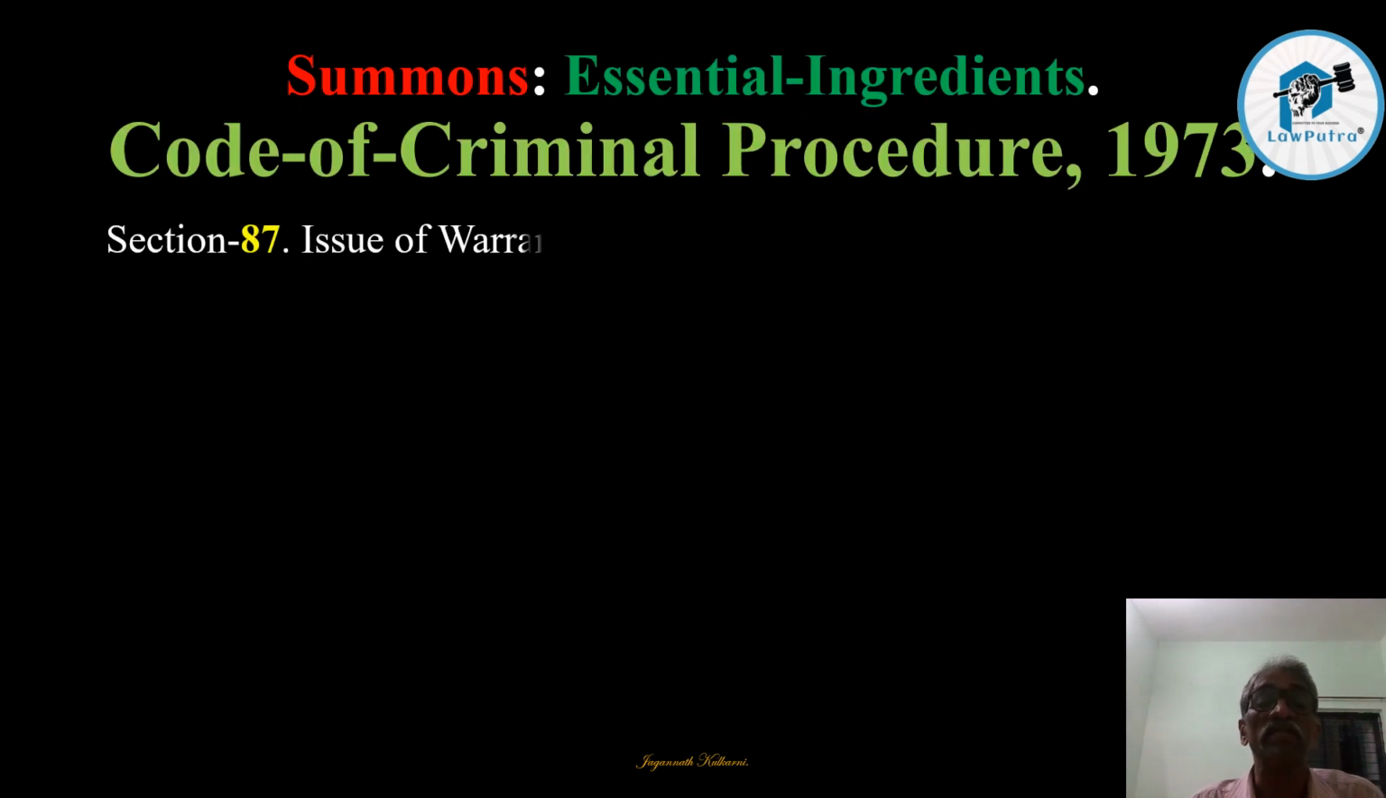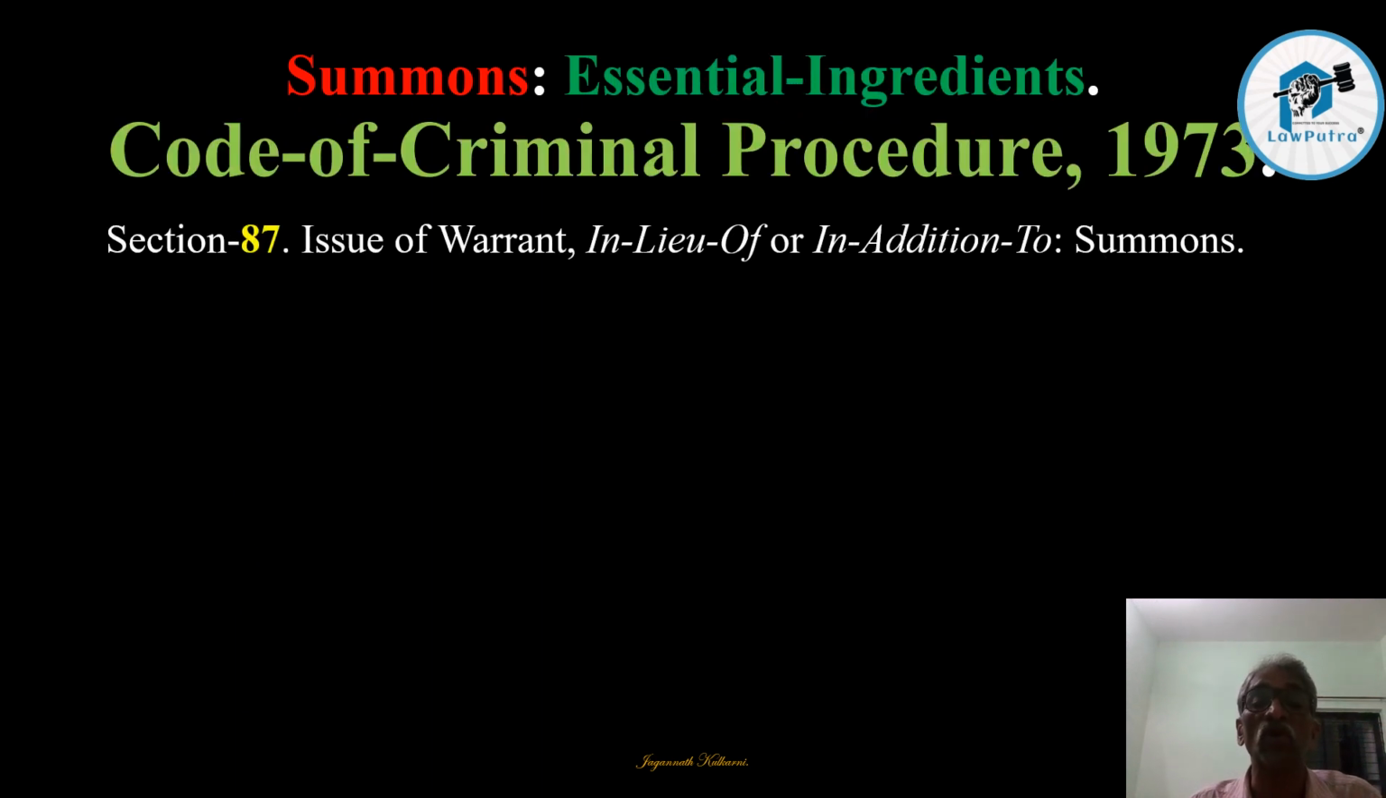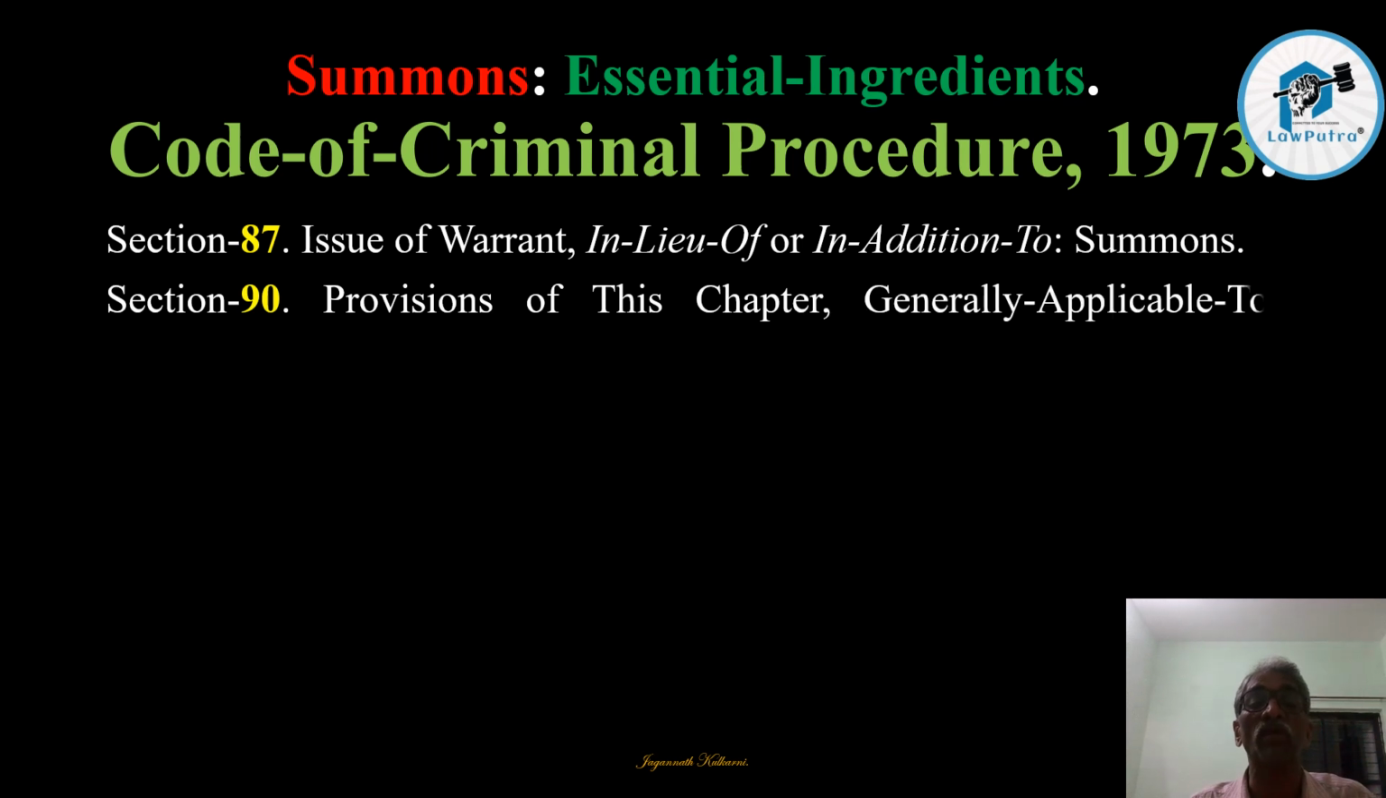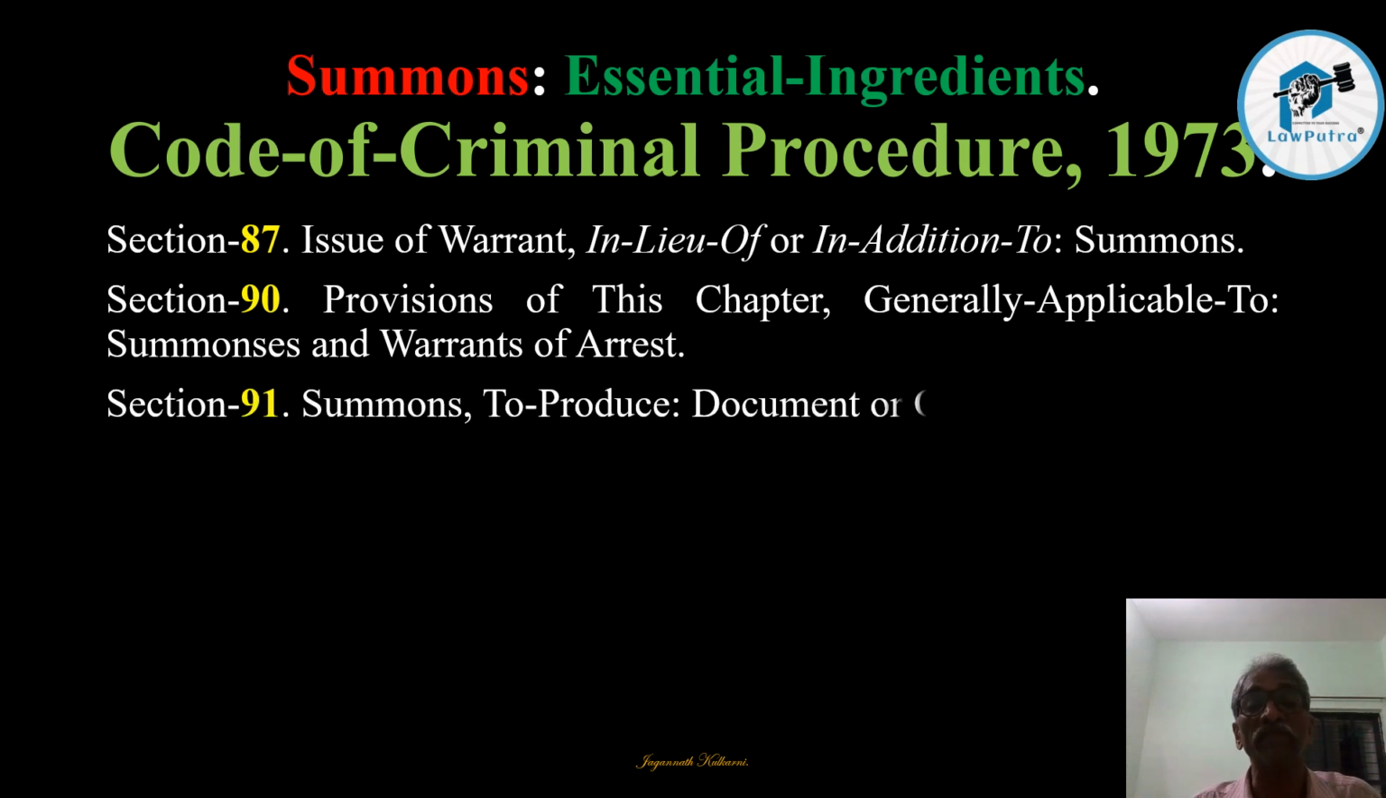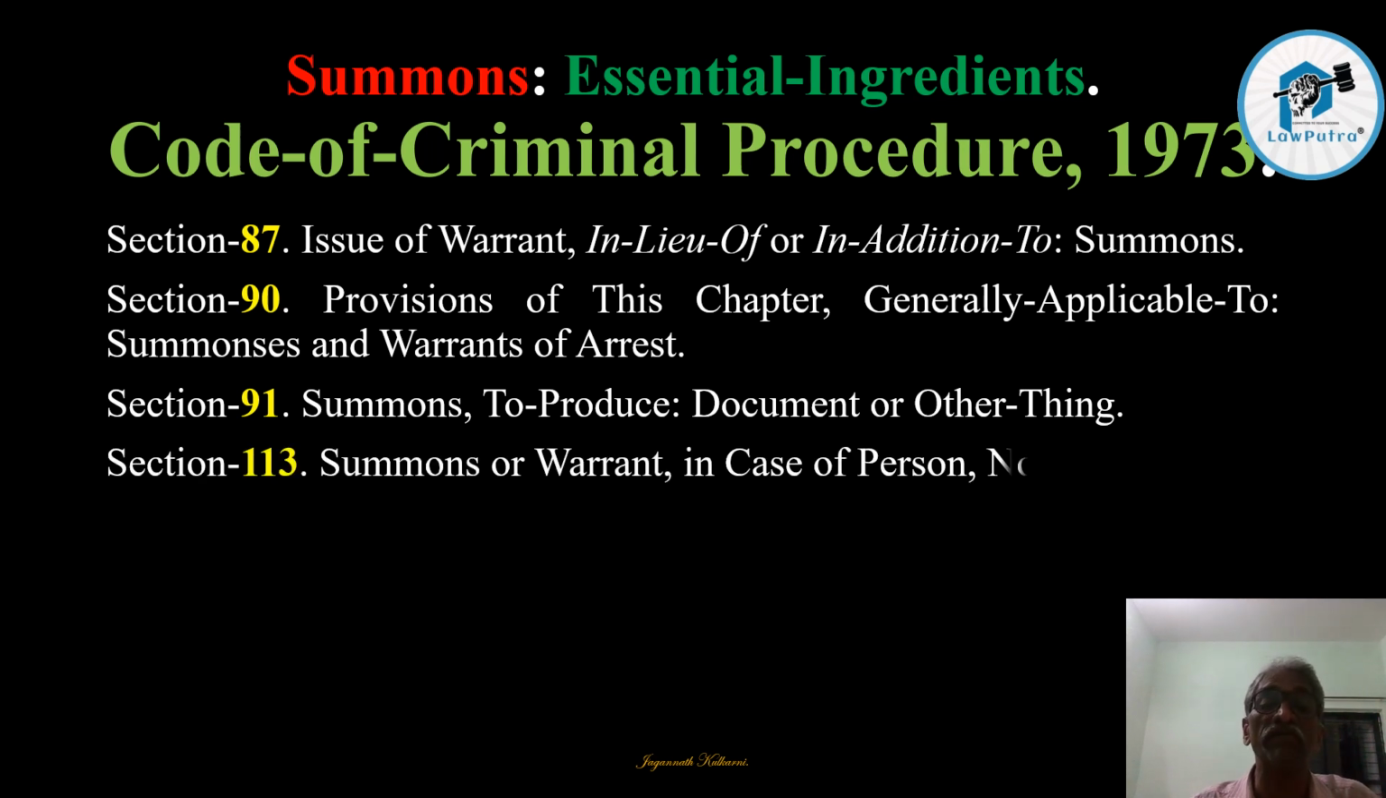There are also a few other sections, for example section 87, which talks about issue of warrant in lieu of, or in addition to, summons. Then section 90 talks about the provisions generally applicable to summonses and warrants of arrest. Then section 91 talks about summons to produce a document or other thing, instead of calling witnesses, to produce something or to give evidence.